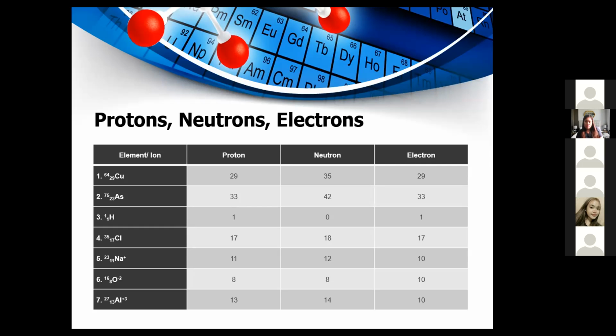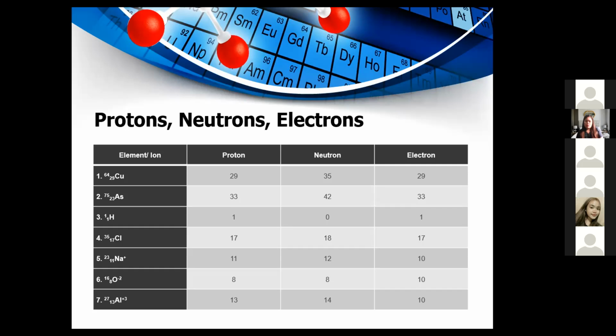So alam naman natin na we always subtract our charge into our proton. So our proton is 11 and then our charge is positive 1. So 11 minus 1 is equals to 10. That is our electron.